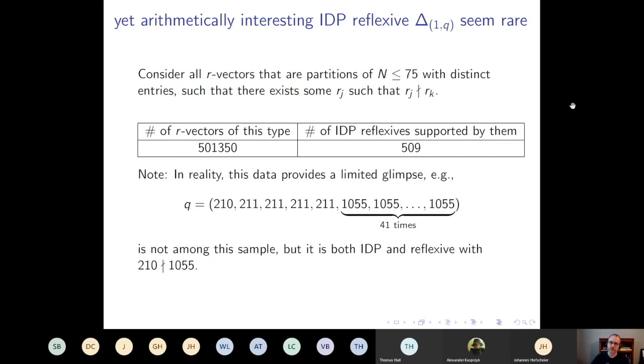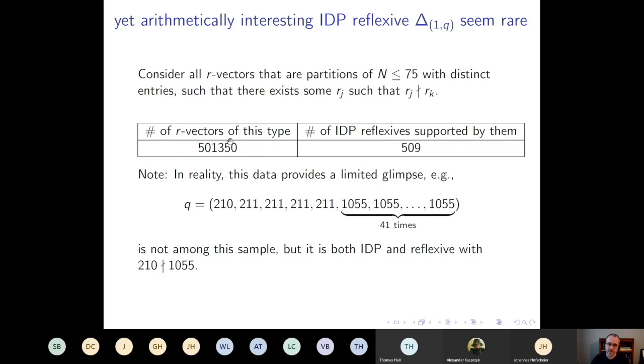And so, if I understand the dictionary correctly, what this means is that if you are looking at the Gorenstein-Fano varieties, there are infinitely many Gorenstein-Fano varieties that you can build out of these delta 1 Qs where they have these R vectors as their distinct weights. But the number of projectively normal ones among that is only 509.